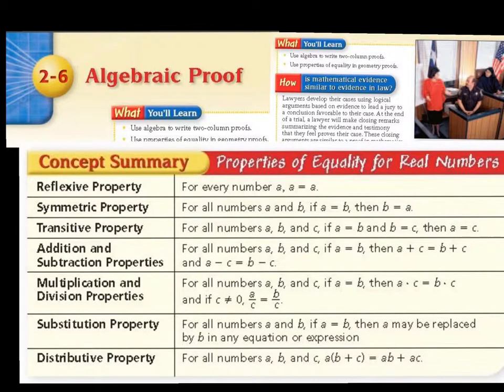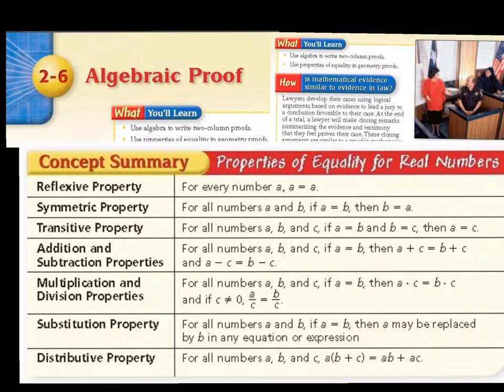And here, once again, for your listening pleasure, are the properties of equality for real numbers. You've been working on them for years. The reflexive property: for every number a, a equals a. The symmetric property: for all numbers a and b, if a equals b, then b equals a. The transitive property: for all numbers a, b, and c, if a equals b and b equals c, then a equals c.